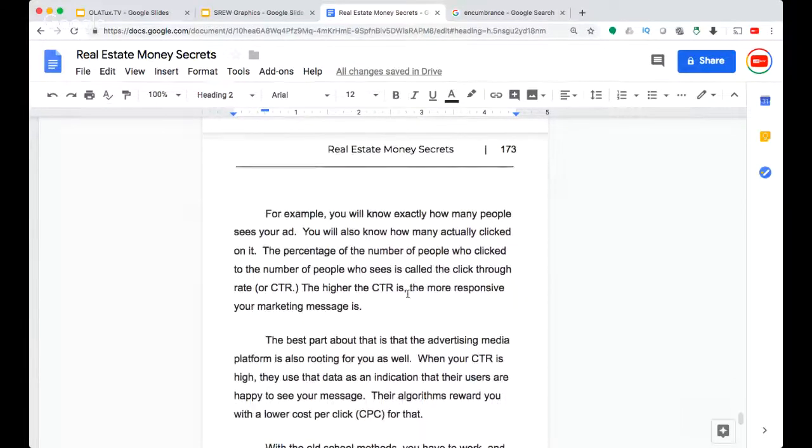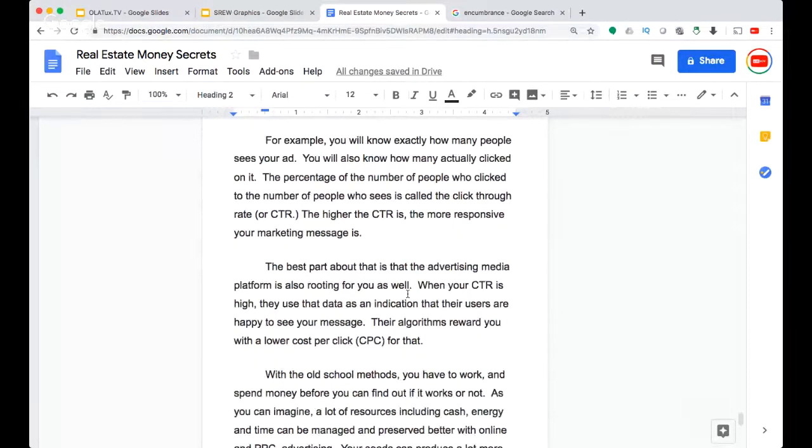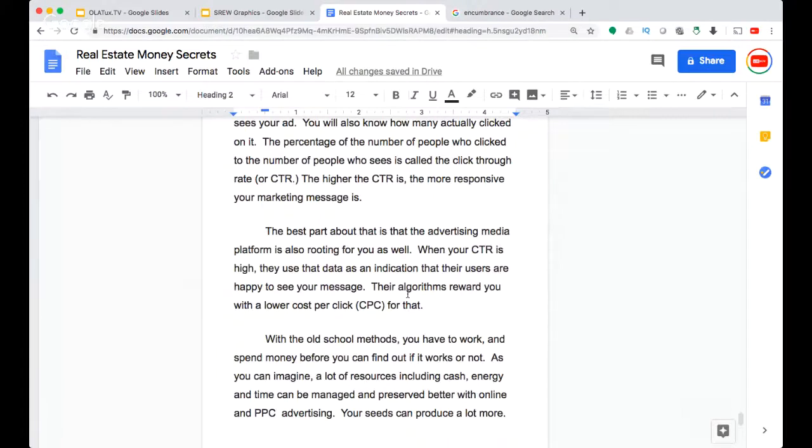For example, you will know exactly how many people see your ad. You will also know how many actually clicked on it. The percentage of the number of people who clicked to the number of people who see it is called click-through rate, or CTR. The higher the CTR is, the more responsive your marketing message is. The best part about that is that the advertising media platform is also rooting for you as well. When your CTR is high, they use that data as an indication that their users are happy to see your message. Their algorithms reward you with a lower cost per click, CPC, for that.